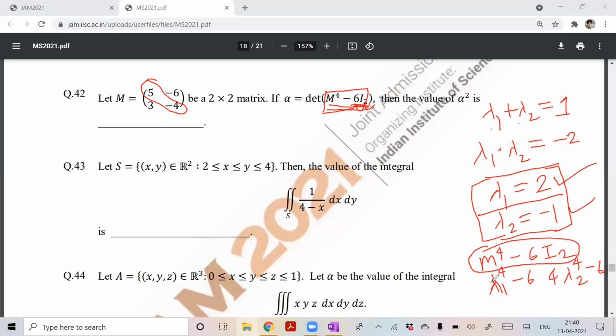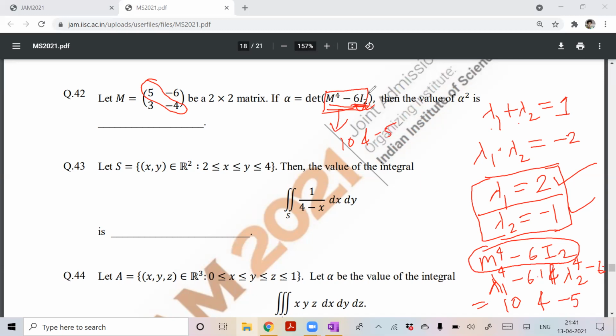We get the eigenvalue by using λ in place of M and 6I_2. I is the identity matrix, so 6 into 1. And the second will be λ2 raised to power 4 minus 6 into 1. So 2 raised to power 4 is 16, 16 minus 6 is 10. And for λ2 we place minus 1, so minus 1 raised to power 4 is going to be 1, and 1 minus 6 is going to be minus 5. So this matrix has eigenvalues 10 and minus 5.